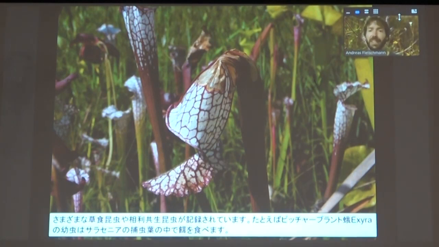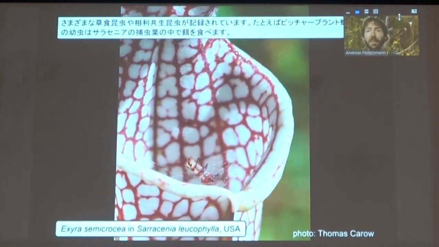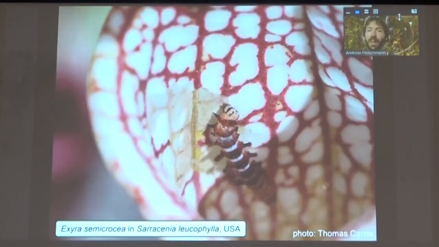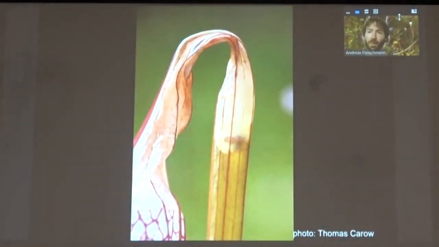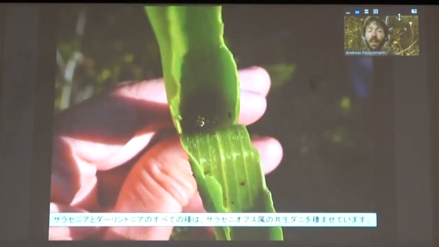The larvae of these Exyra moths live inside the Sarracenia pitchers and feed there as herbivores. The moth deposits its egg inside the pitchers, the larvae build a web so that they do not fall in as prey into the pitcher, and then they consume the inner pitcher wall, so they are herbivores on these pitchers. Then they pupate inside the pitchers, and the moth escapes from the pitchers again.